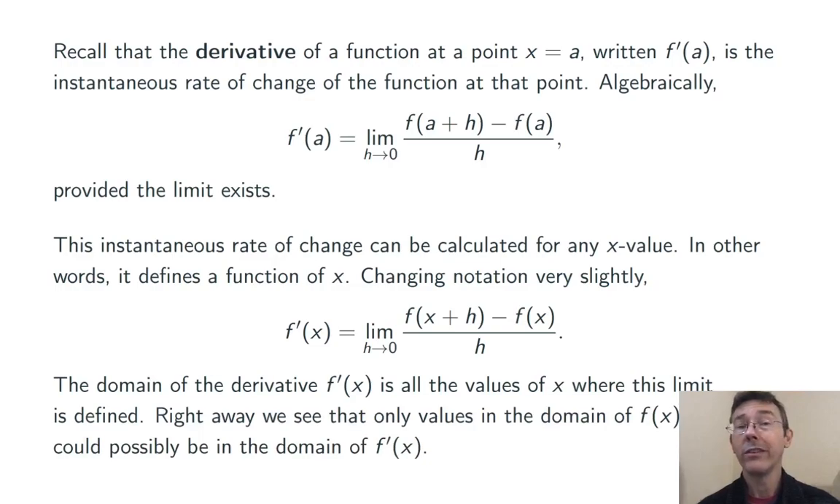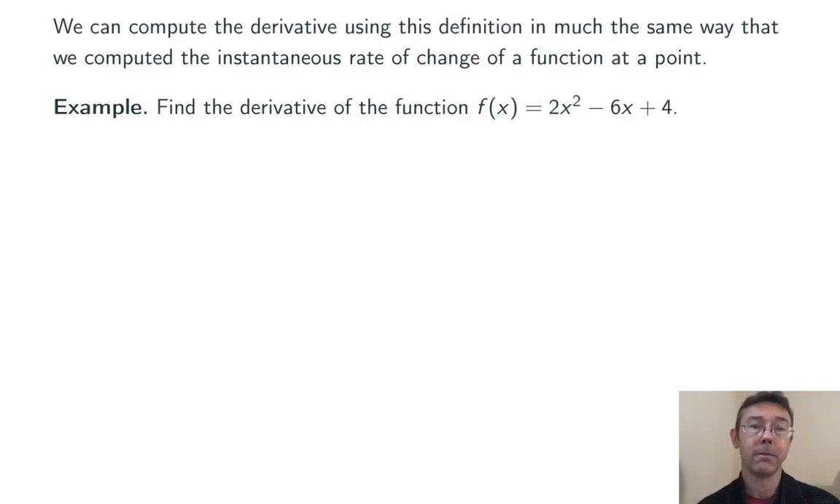Right away, we see that f prime can only be defined where f is defined. But it's perfectly possible that there will be values for which f is defined for which f prime is not, simply because that limit might fail to exist for some x values. We can compute using the limit definition of the derivative in much the same way as we compute the instantaneous rate of change of a function at a point.